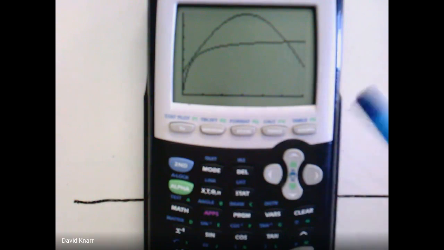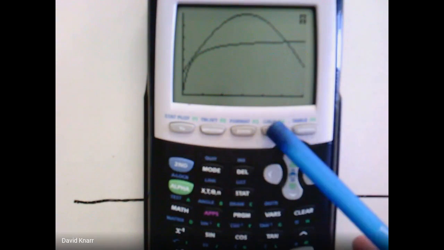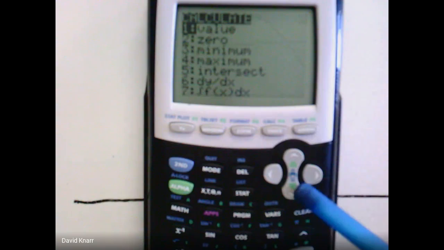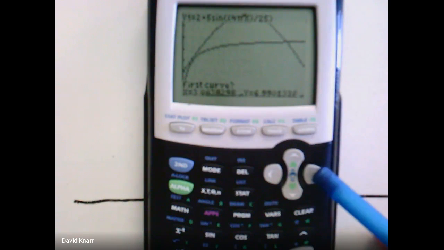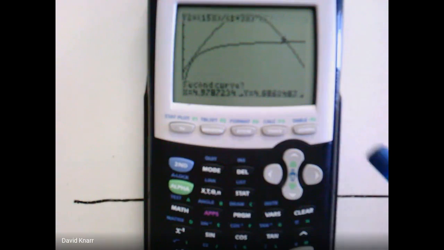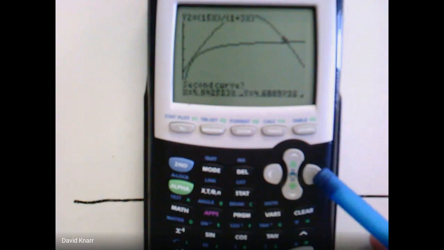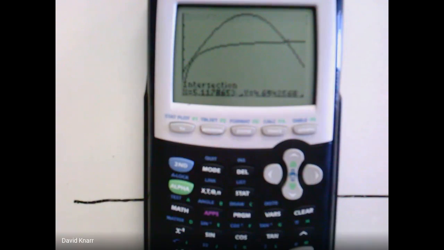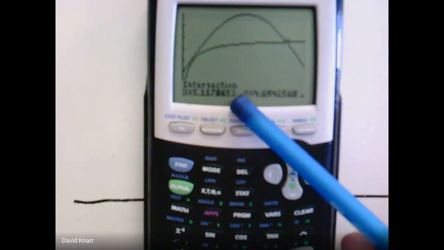Okay, that's here. To find that, push the blue second key and push the trace button to take you to the calculate menu. Go down to number 5, intersection. So the first curve, they're asking me to move the cursor toward where the intersection point is. Do that here. There we go. All right, it doesn't have to be right on it, but close. Second curve, again, same thing, move it close. Okay, guess is just the average of the two. Push enter.